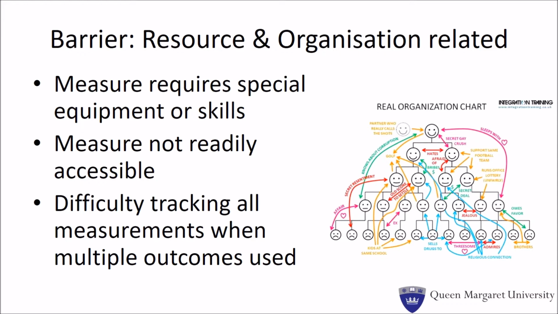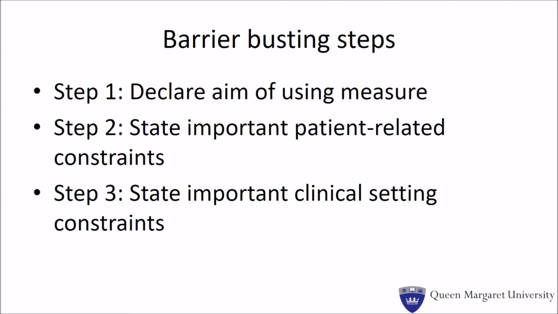Now that we've identified some major categories of the barriers to the implementation of outcome measures, what are some steps to help us to remove these barriers? Step 1. You need to declare the aim of using a measure. Without a specific aim, you would be quite muddled as to why you chose this outcome measure in the first place.